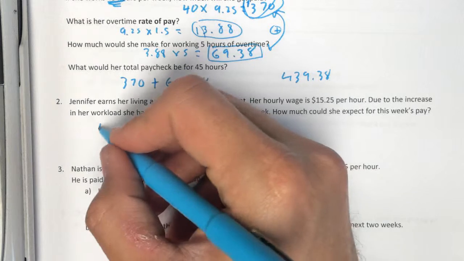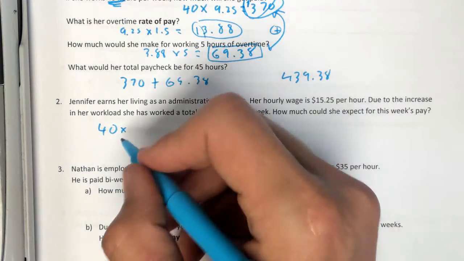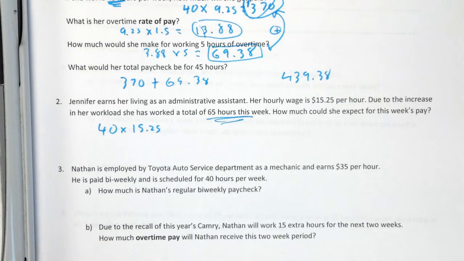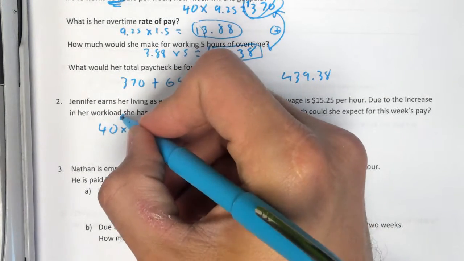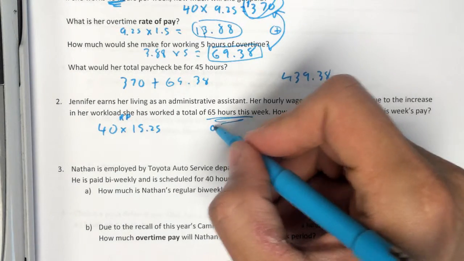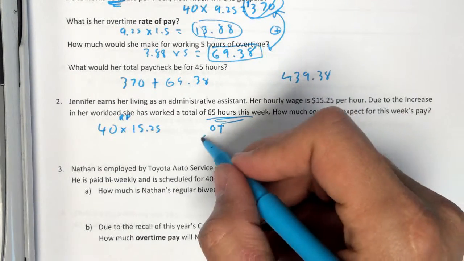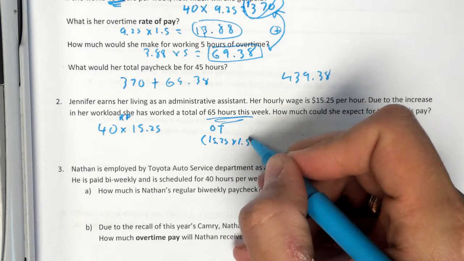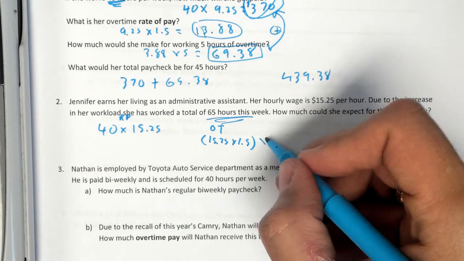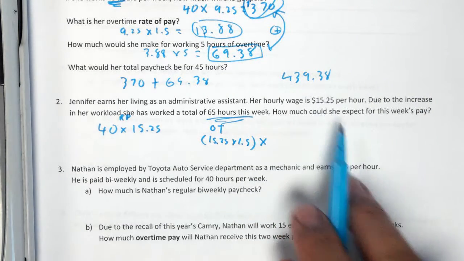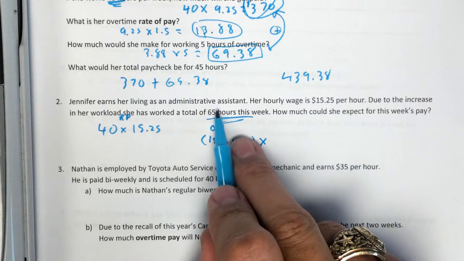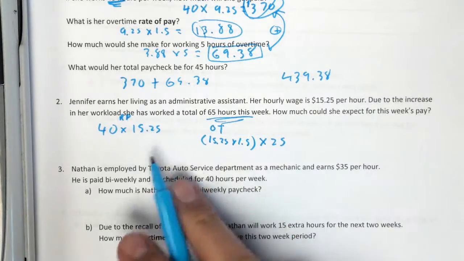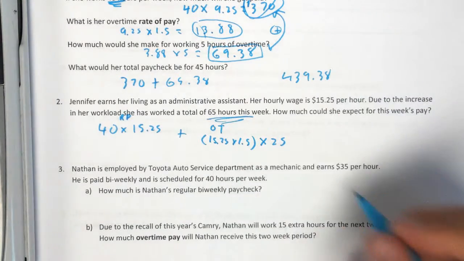How much could she expect in this week's pay? Well, the first 40 is going to have to be multiplied by 15.25. That's her regular pay. Her overtime pay needs to be $15.25 times 1.5, and then we're going to multiply that by how many overtime hours. The overtime hours are when we subtract 40 from 65. 65 minus 40 is 25. There's your setup. When you're done, you're going to add those up.